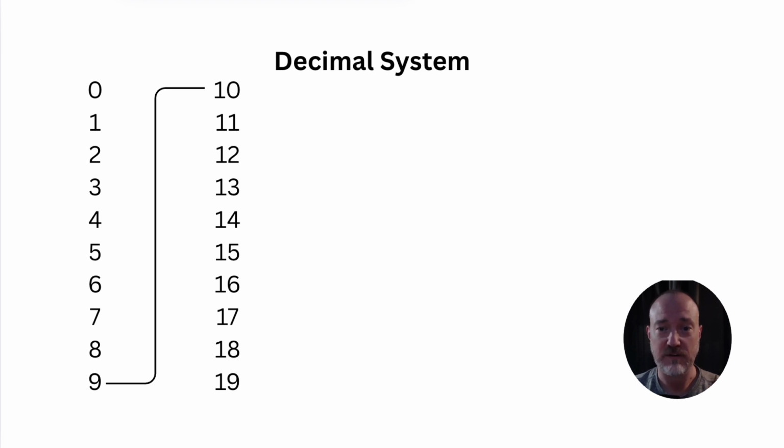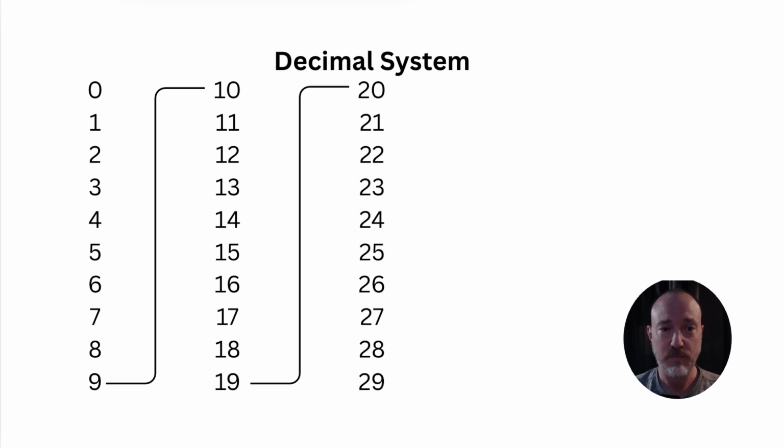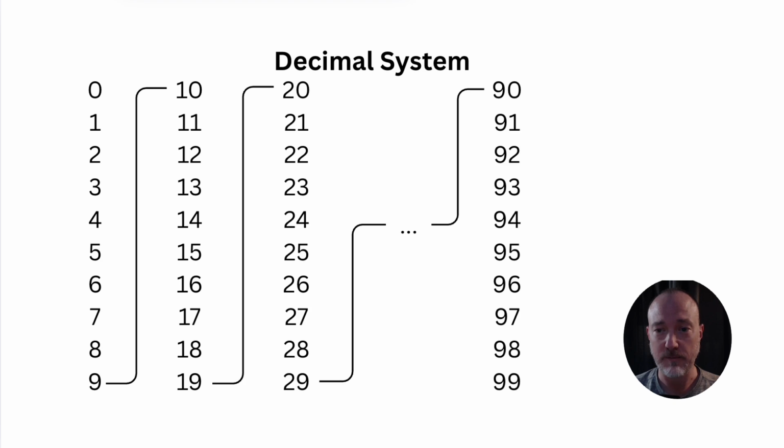And then we continue counting up, then 11, 12, 13, 14, 15, all the way to 19. When we get to 19, we've hit the highest unique value, which is 9. So we have to increment the place to the left by 1, so that 1 becomes a 2, and then the 9 starts back over at 0. And then we start counting again, all the way up to 29. This pattern continues on and on.